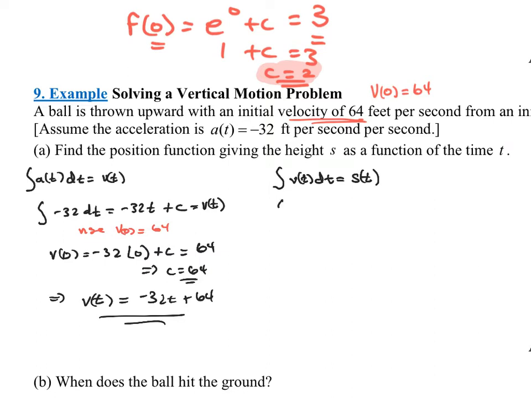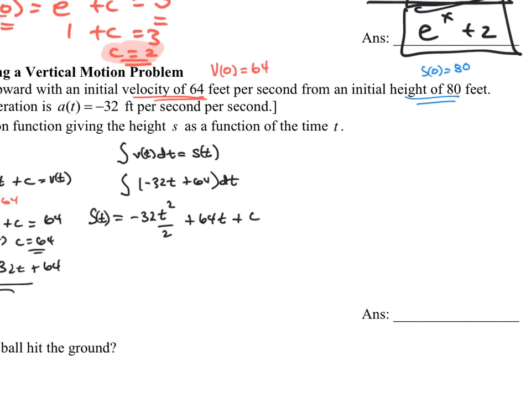So let's do that. Let's find the antiderivative of our velocity function, which was negative 32t plus 64 with respect to t. And the antiderivative of negative 32t, well, that would be negative 32t squared over 2 plus 64 times t plus our constant, right? And this is our position function. But that's the general form, and we don't want the general form, we want the exact form. So how do we find the exact form?